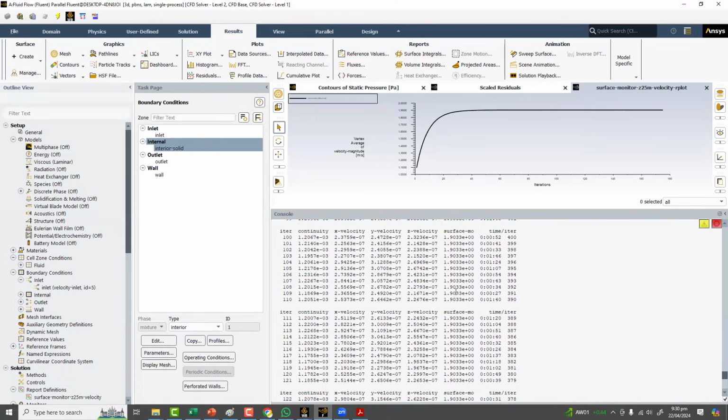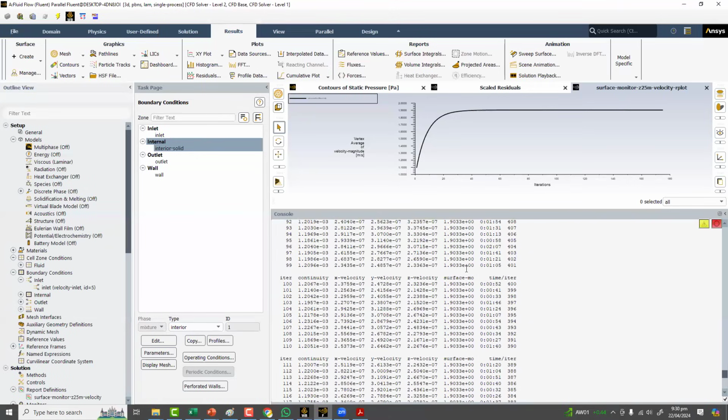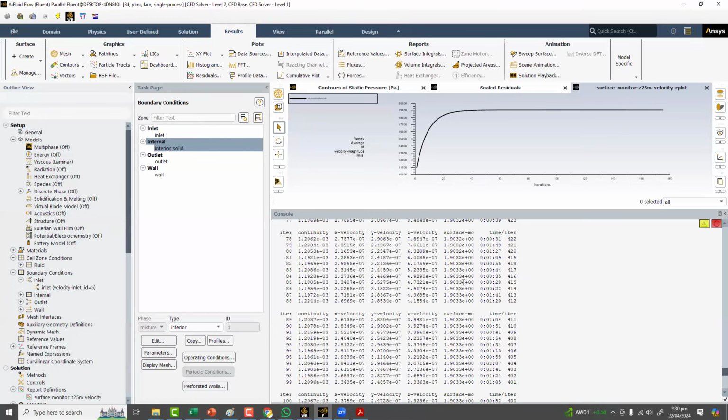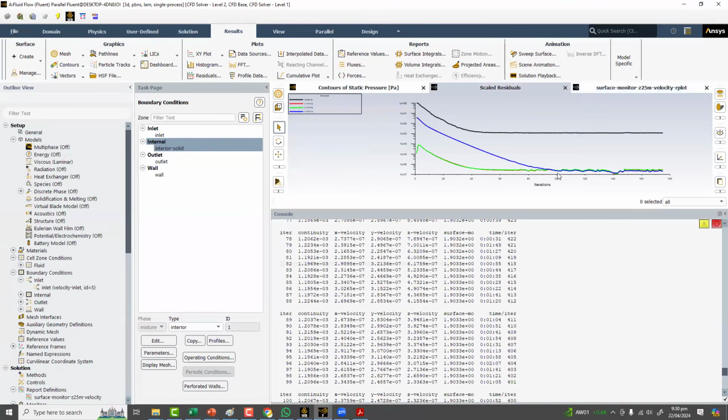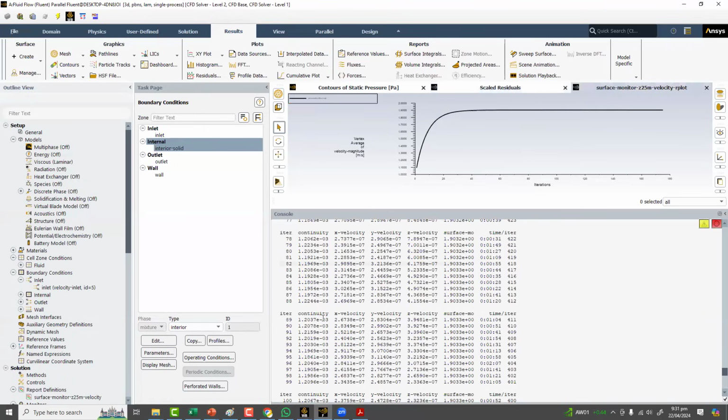1.9033 is achieved at which iteration? At 82. So after 82, you can compare it with 100. This is the same as 82, and the 100 is the same. So we can see that after the 82nd iteration, the solution has converged.